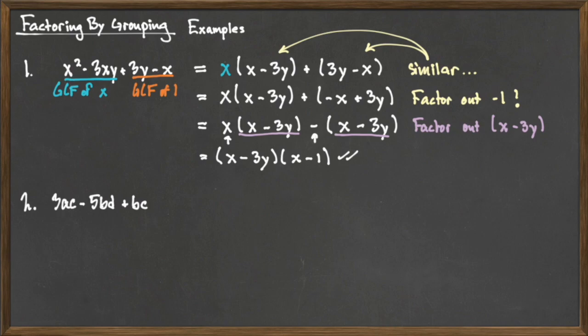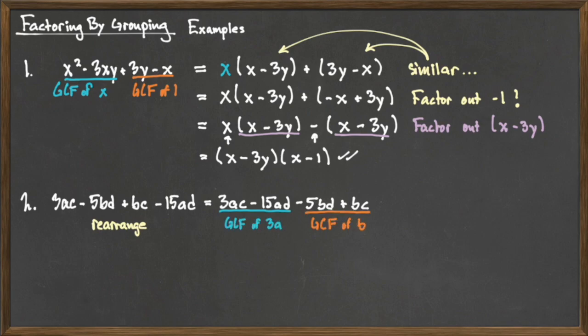For our next example, we'll do 3ac minus 5bd plus bc minus 15ad. Now, if I were to group the first and second pair of terms as the expression is given to us, I'm not going to find a GCF within both. So I'm going to rearrange or flip those two middle terms. I'm going to rewrite this as 3ac minus 15ad minus 5bd plus bc. I'm allowed to rearrange terms in a polynomial expression like this as long as I bring the signs along with. Now notice that the first and second group of terms finally do have GCFs. That first group of terms has a GCF of 3a, and that second group of terms has a GCF of b.